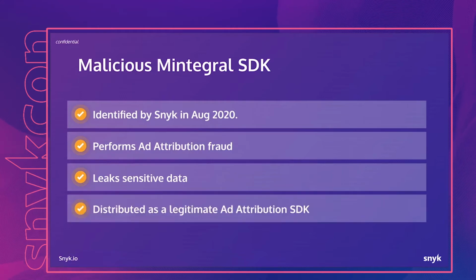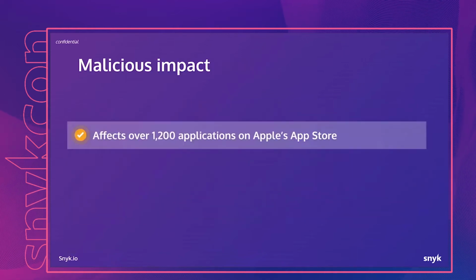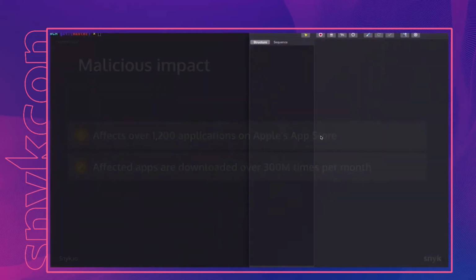The SDK is distributed as a legitimate ad attribution SDK, but it holds malicious functionality, hence the name SourMint. The malicious SDK at the time of recording affects over 1,200 applications available on Apple's App Store, which has been downloaded over 300 million times every month. On the right hand side here, we're running the Charles debugging proxy, which is connected to a live mobile device running an application we created that uses the malicious Mintegral SDK.